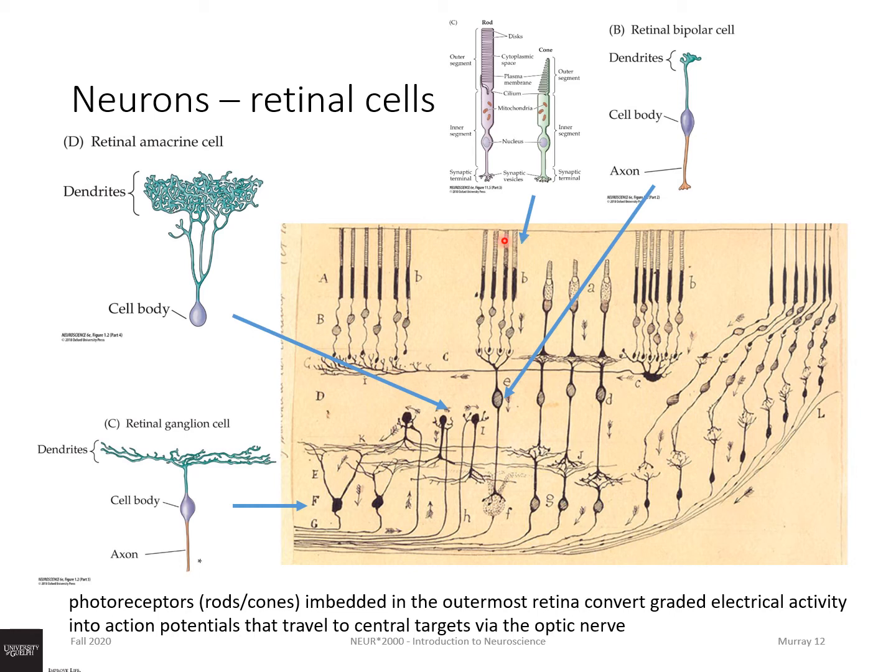It's important to note that these photoreceptors, and we'll talk more about these in a little bit, these rods and cones, are embedded in the outermost layer of the retina, and they are what's responsible for converting graded electrical activity into action potentials. And then these travel to their central targets via the optic nerve.